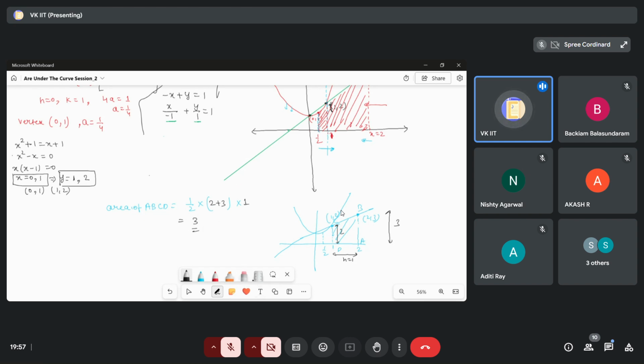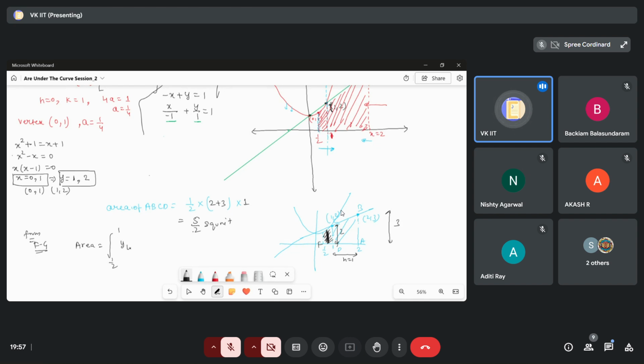5 by 2, not 3. 5 by 2. But for the first one, that is this area, let's say this is F to G. From F to G, you have to find out the area by taking the strip, because this is not a standard geometry, right? So the limit will be from 1 by 2 to 1.